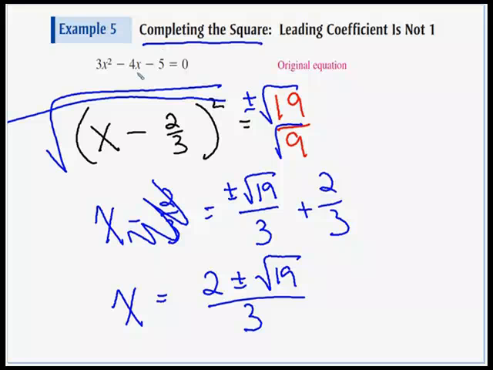Again, completing the square, get your leading coefficient to be a 1. Find the number in front of your middle variable, usually it's an x variable. Chop that number in half. You can drop that right down into the parentheses of the binomial squared. And then square it to get the number that you add to both sides of the equation.